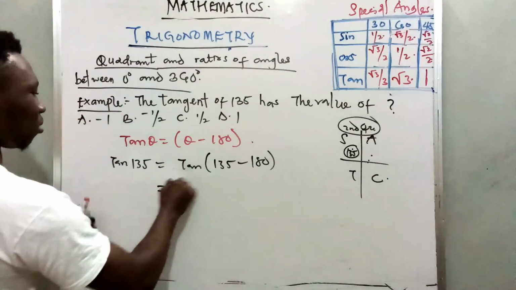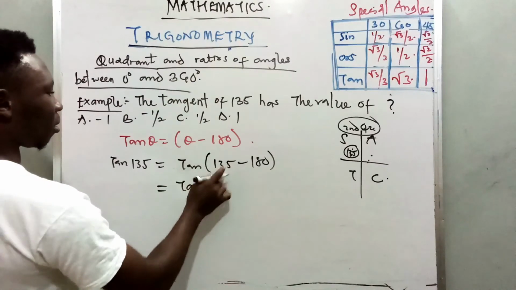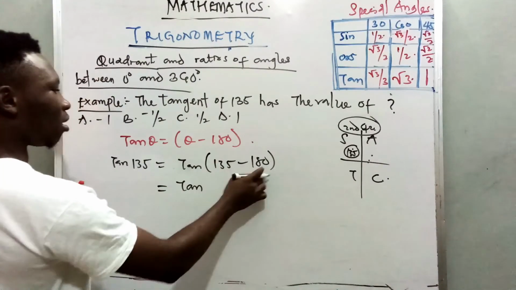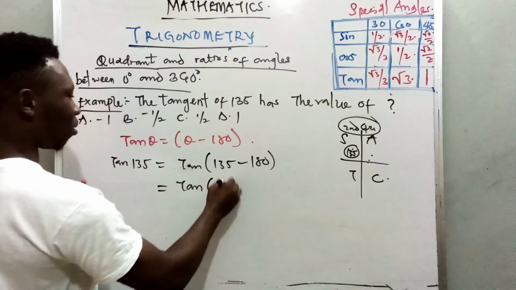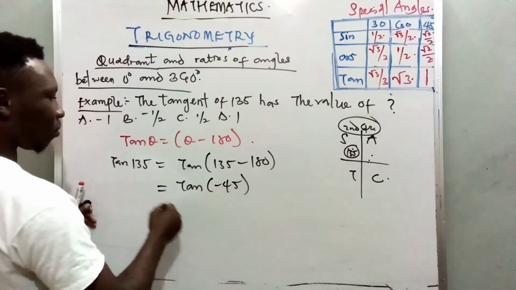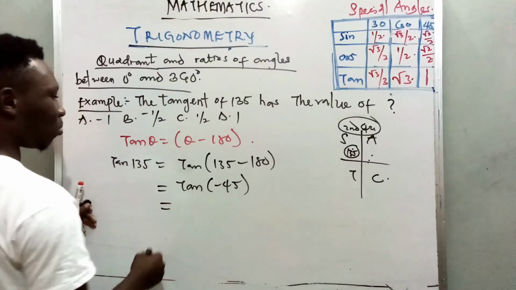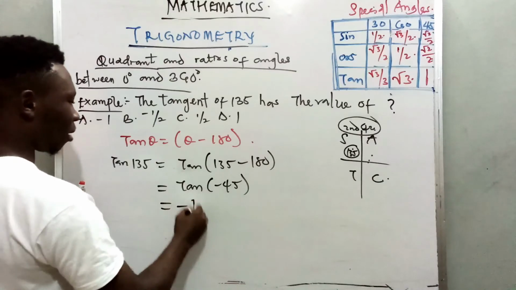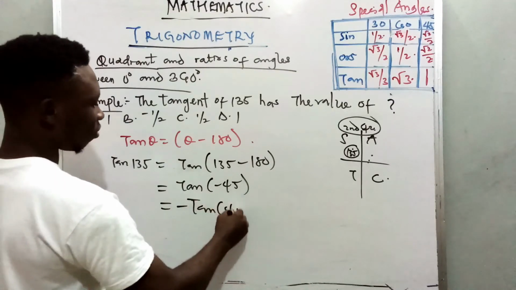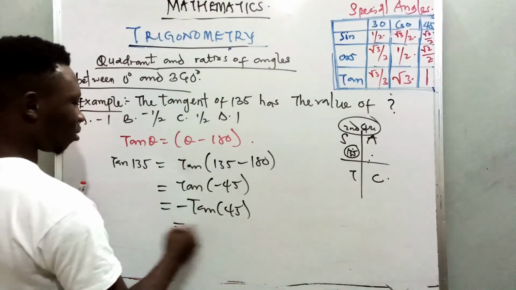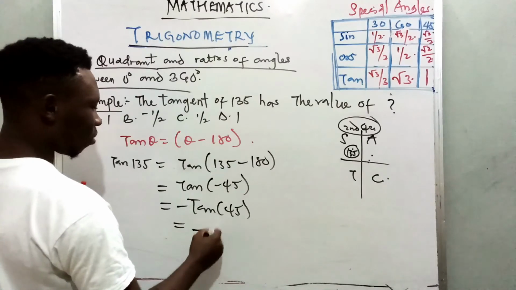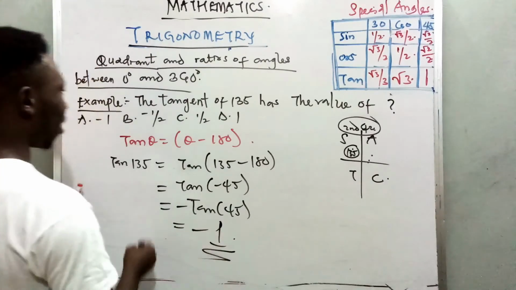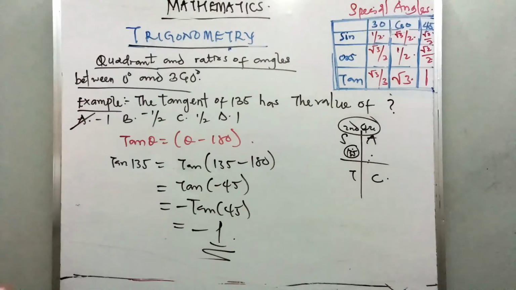So this is now equivalent to what? Tan of 135 minus 180, that will give us what? Minus 45. Now that is equal to, this minus comes out, that's minus what? Tan 45. So tan 45 here is going to give us what? 1. So we have minus 1 as our answer, and that is option A.